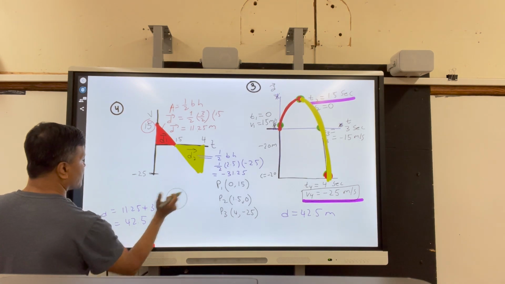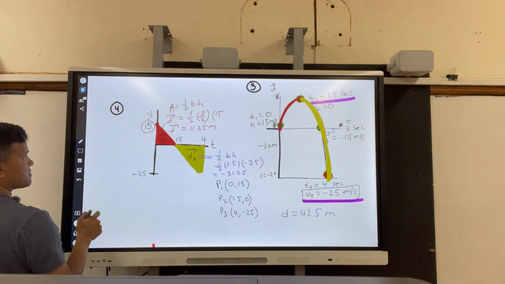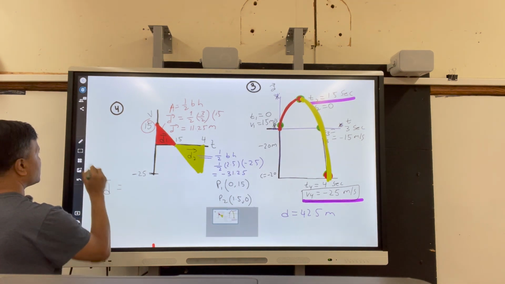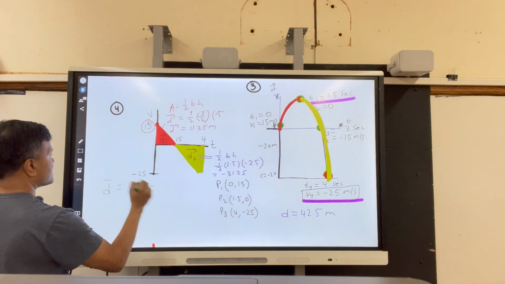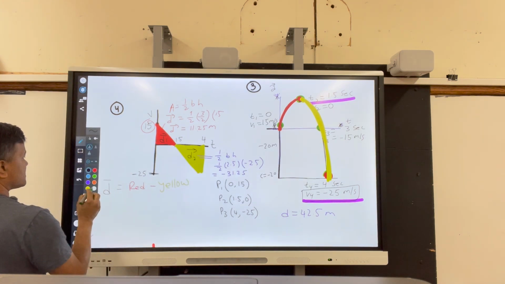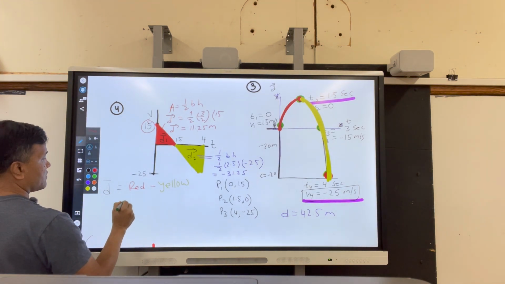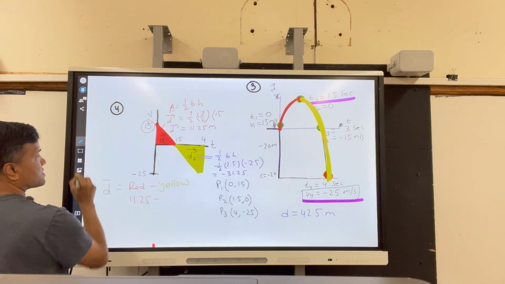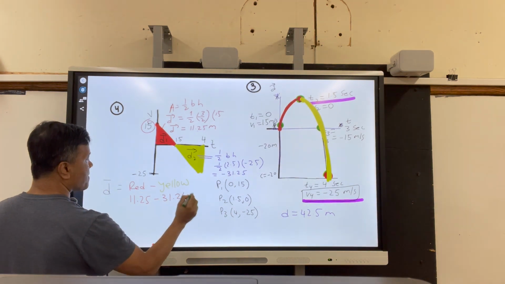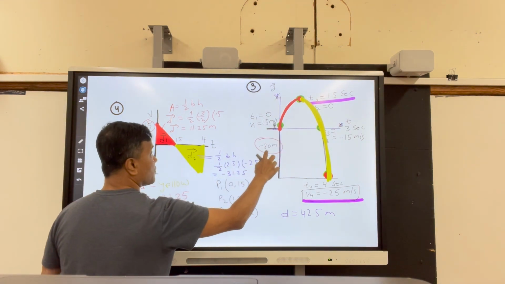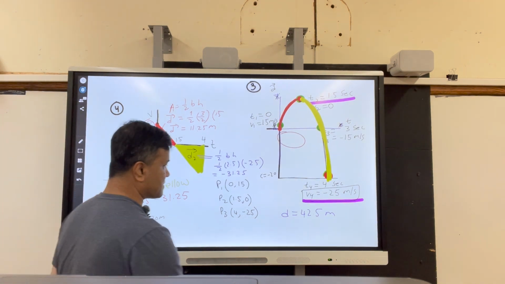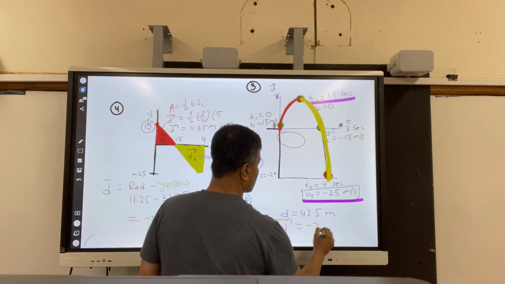Now we're gonna find the displacement. How are we gonna find the displacement? Well, so simple. Displacement is red minus yellow. So displacement would be red minus yellow. Okay, so red is how much? Red is 11.25 minus yellow is how much? 31.25. And hopefully that is negative 20. Okay, so negative 20. Displacement is negative 20 meters, right?